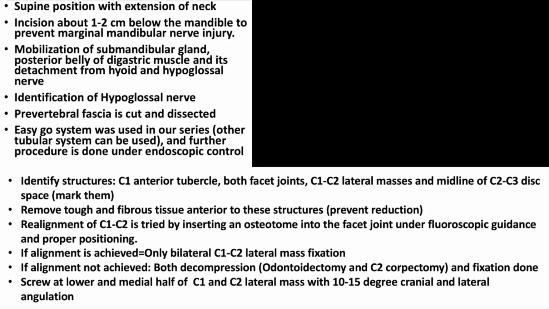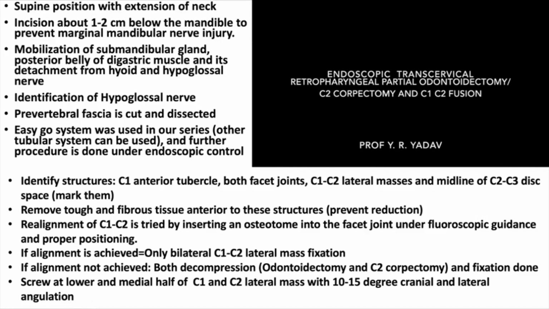Realignment of C1-C2 is tried by inserting the osteotome into the facet joint under fluoroscopic guidance and proper positioning. Bilateral C1-C2 lateral mass fixation is done if alignment is achieved, but if the alignment is not achieved, then both decompression and fusion should be done. Screws should be placed at the lower and medial half of the C1-C2 lateral mass with 10 to 15 degree cranial and lateral angulations. This is a short video.